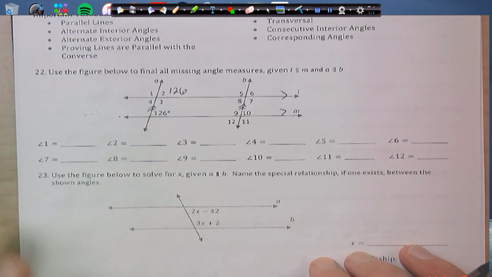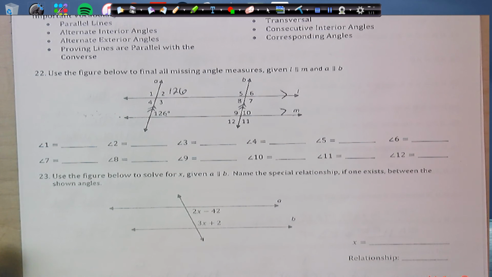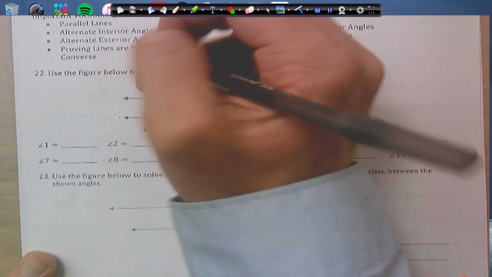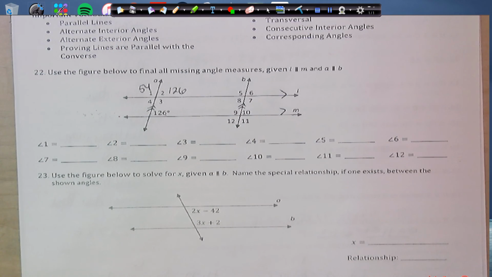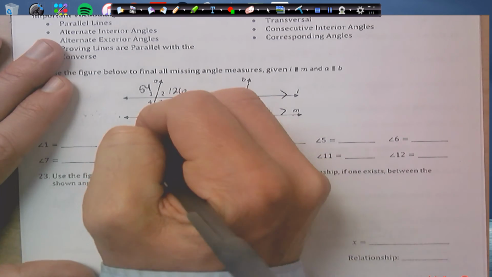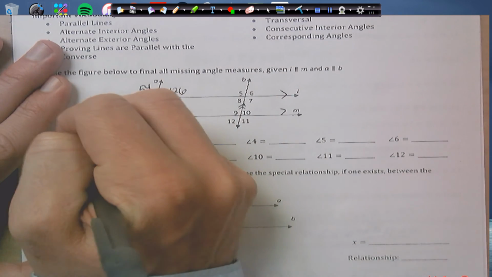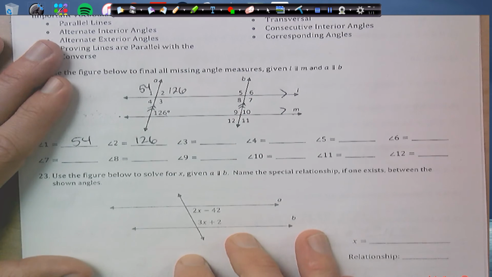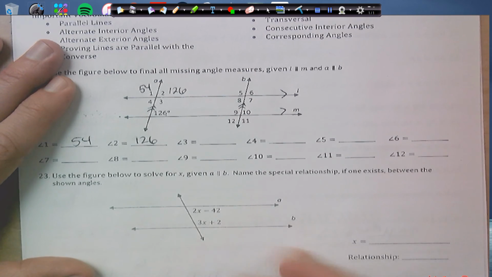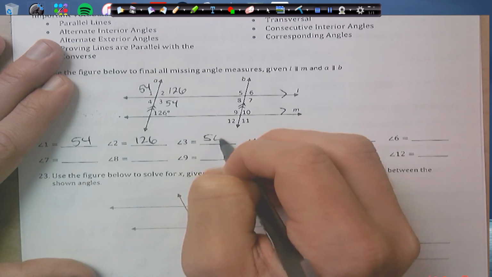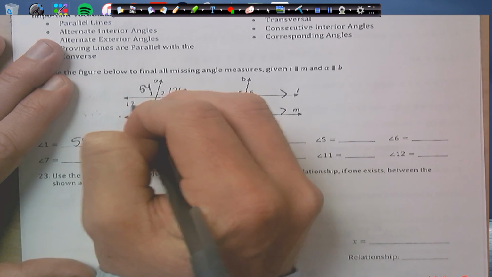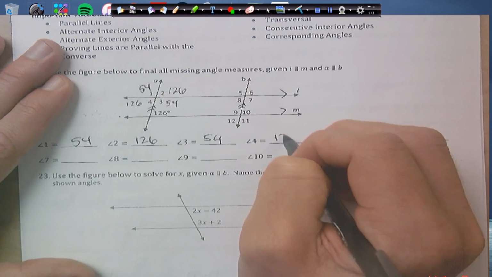Angle 1 and 2 add to 180. So if I take 126 away from 180, I'm going to get angle 1, which is 54 degrees. Basically every answer here is going to be 126 or 54. So angle 2 is 126, angle 1 is 54, and now we just get to zip through this pretty quickly. 1 and 3 are vertical, 2 and 4 are vertical, so those are congruent angles.